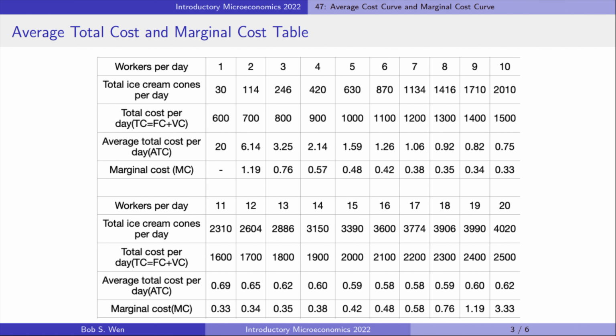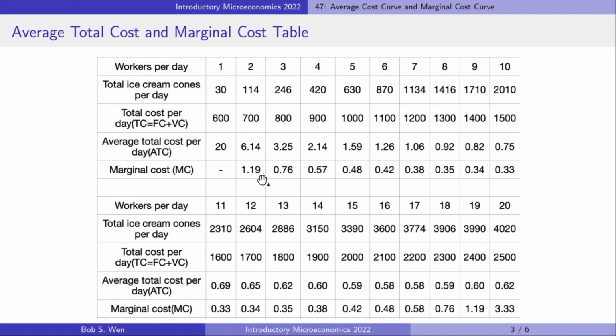On the other hand, the change in the total cost is $100 from employing 1 worker to 2 workers, and the change in the output is 84 ice cream cones. So the marginal cost is 100 divided by 84, which is $1.19.